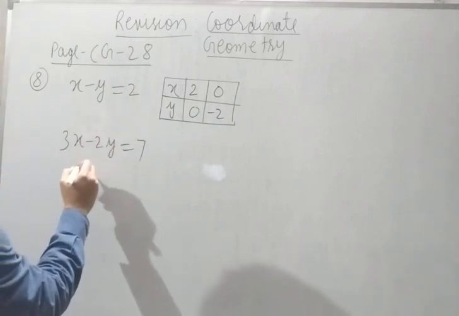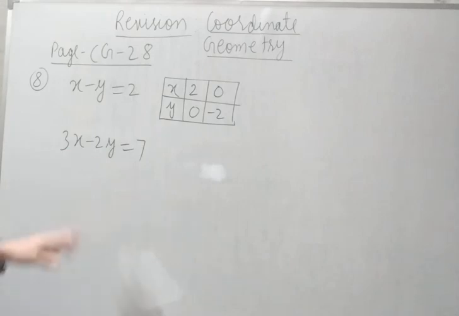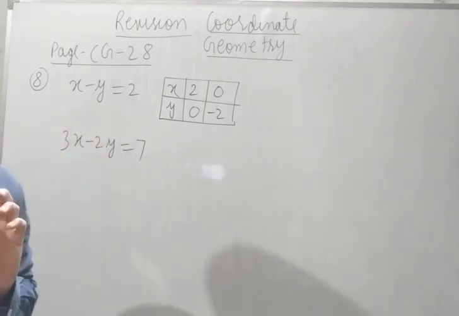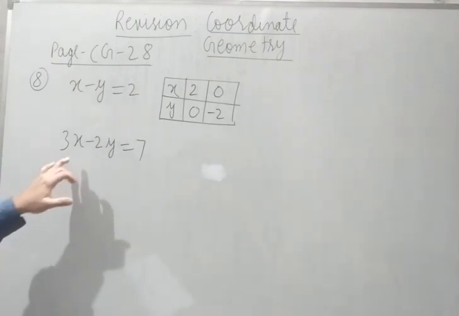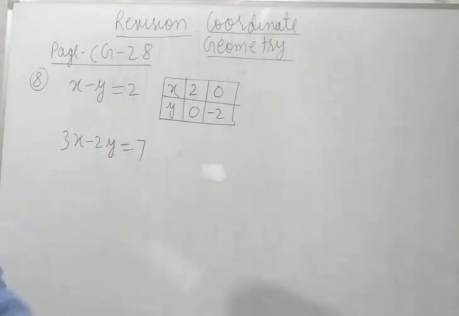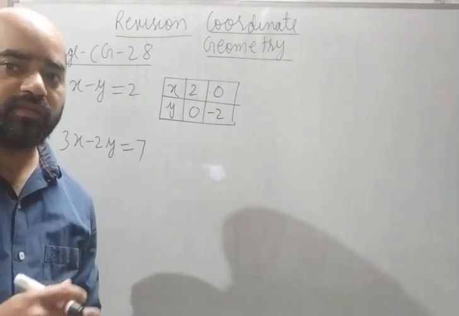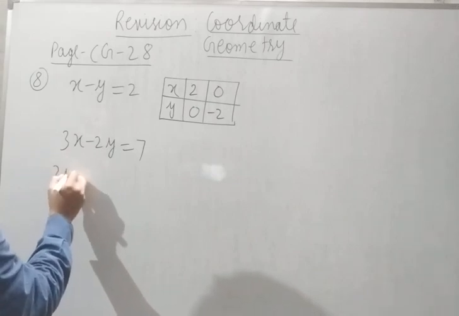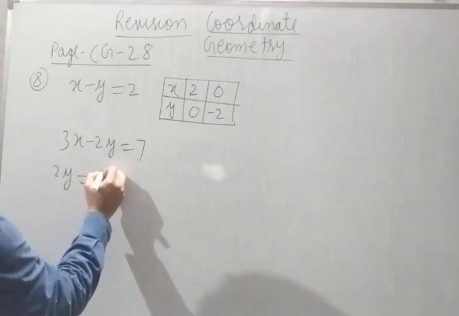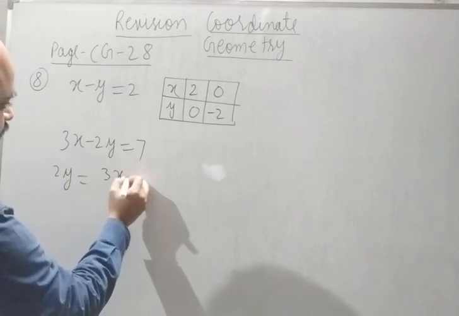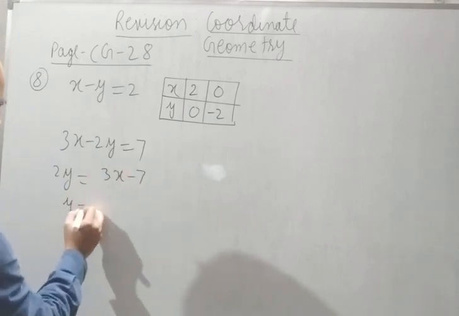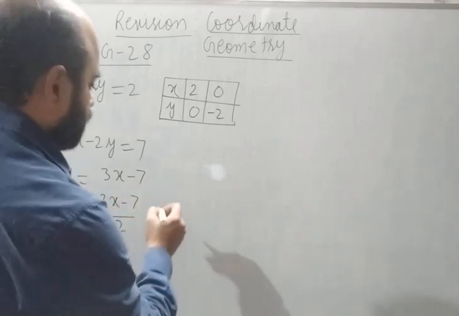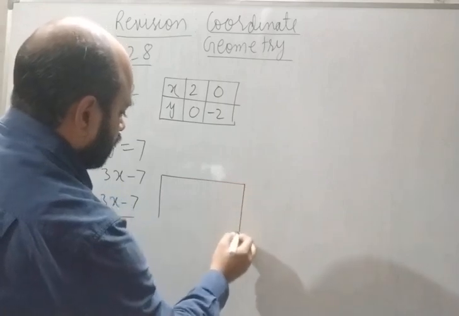Similarly, for the second equation you have to find the value of y. The reason is, if you take x as 0, y equals minus 7 by 2. No problem. But if you take y as 0, then x will be 7 by 3. In decimal it will come. So it is better to find the value of y. So 2y will be 3x minus 7, so y will be (3x minus 7) by 2. So here is the table. We want two values.